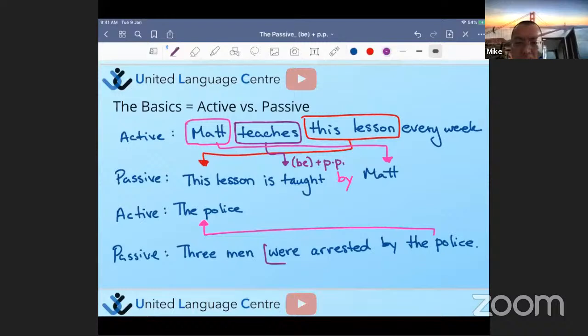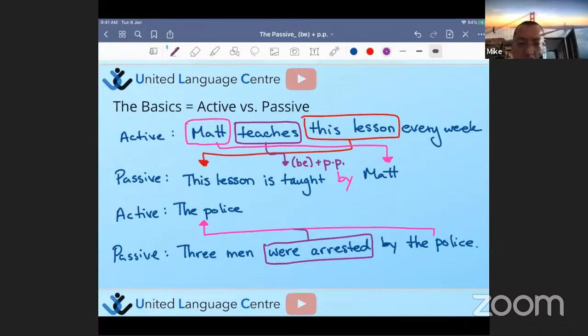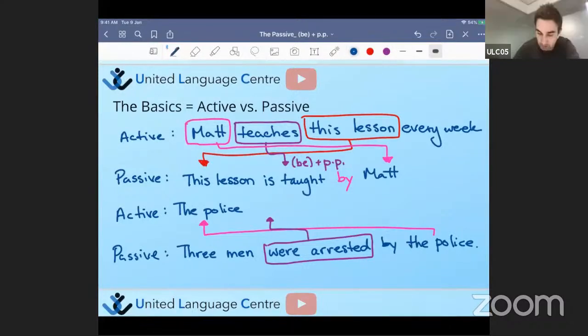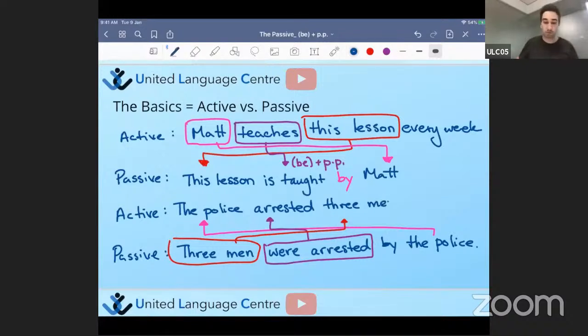Here we have were arrested, past simple. So of course we have to use past simple. Okay, so we remove be, right? The police arrested, right? And then we have the three men, in this case the object. Again, same meaning, just slightly different focus.